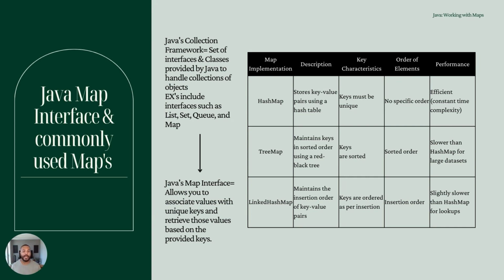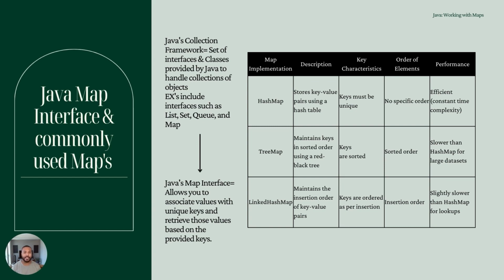TreeMaps provide efficient search and retrieval operations due to their logarithmic time complexity for these operations. The TreeMap's sorted nature makes it useful in scenarios where data needs to be presented in a sorted manner, such as in alphabetical order or sorted ranks. However, the sorted structure leads to slightly slower insertion and deletion performance compared to the HashMap.